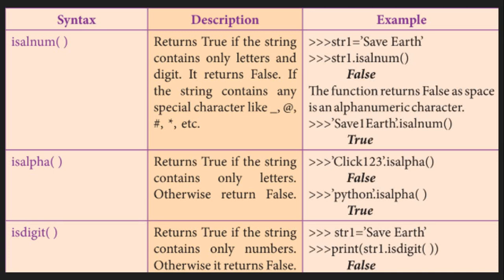Is digit function, what does it do? It checks for only numbers in the string. If there are only numbers, it will return the value true. But if there are numbers with letters also, it will return the value false.